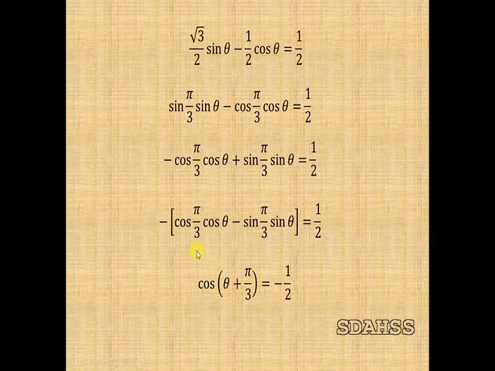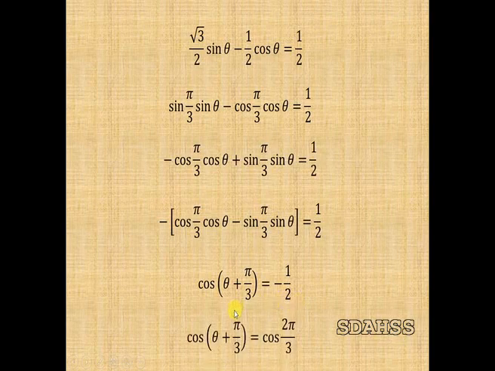Now this is of the form cos A cos B minus sin A sin B. Cos A cos B minus sin A sin B means cos A plus B. So this can be written as cos theta plus pi by 3 is equal to minus 1 by 2. Now minus 1 by 2 can be written as cos 2 pi by 3. Minus 1 by 2 means minus cos pi by 3, and minus cos pi by 3 can be written as cos pi minus pi by 3. Cos pi minus pi by 3 means cos 2 pi by 3.